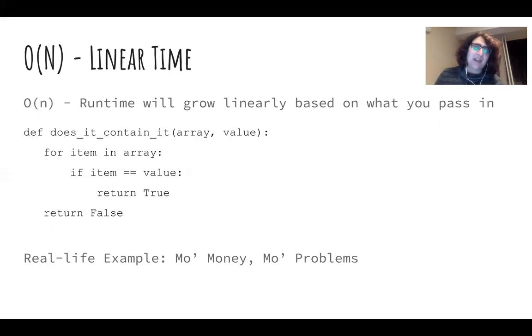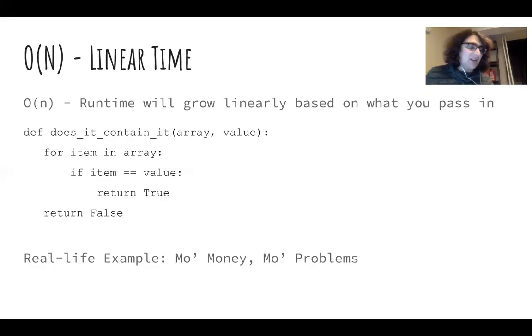The example they have here is a does-it-contain function, i.e. a search function. It iterates through the array: for item in array, if item equals value, return true, else return false. The real life example here is mo money, mo problems, but that's not exactly very illustrative.